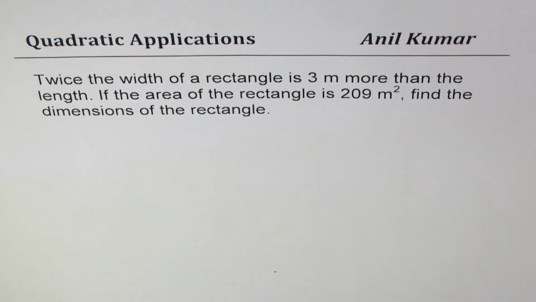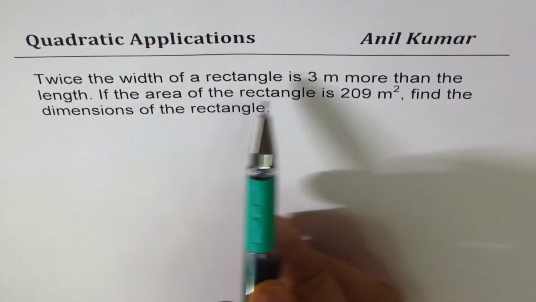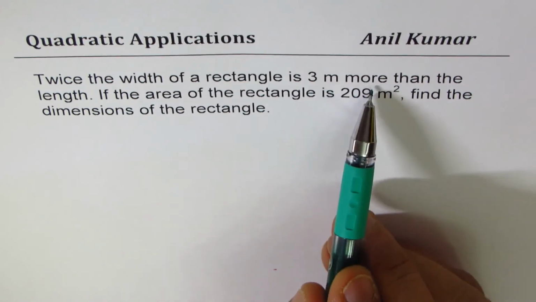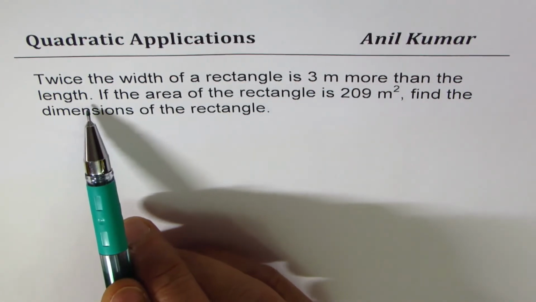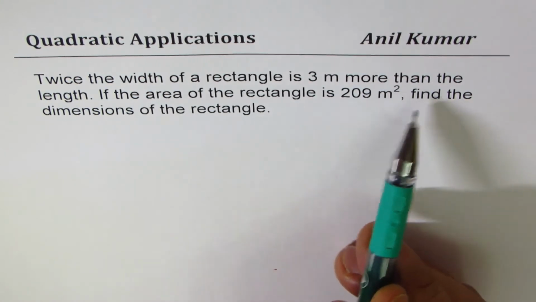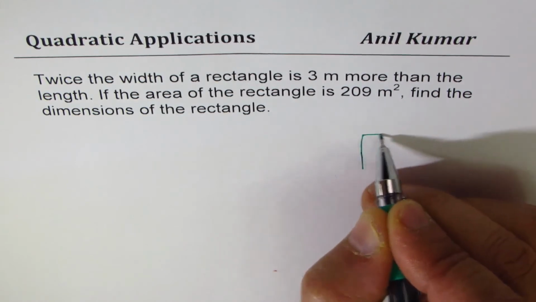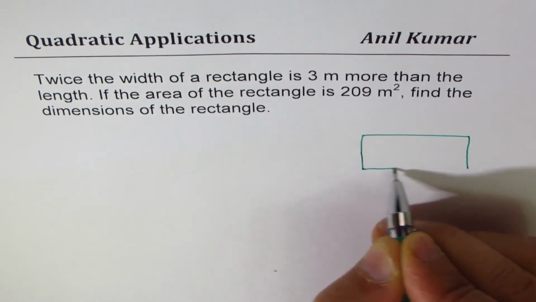Here is another question on quadratic applications. Twice the width of a rectangle is 3 meters more than the length. If the area of the rectangle is 209 square meters, find the dimensions of the rectangle. So let's make one rectangle here and define variables.